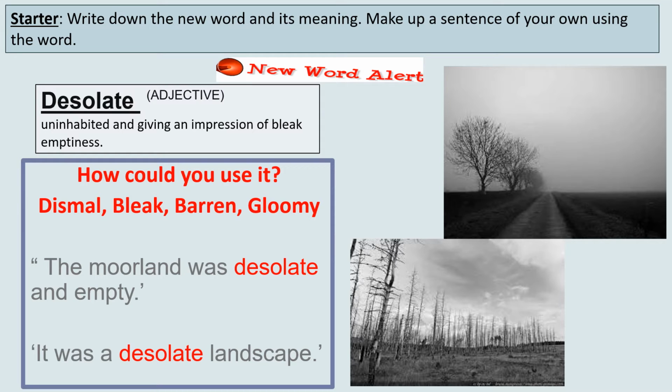Once you've written down the word and its meaning, I'd like you to have a go at making up a sentence of your own using the word. You might want to pause the PowerPoint now whilst you do that.